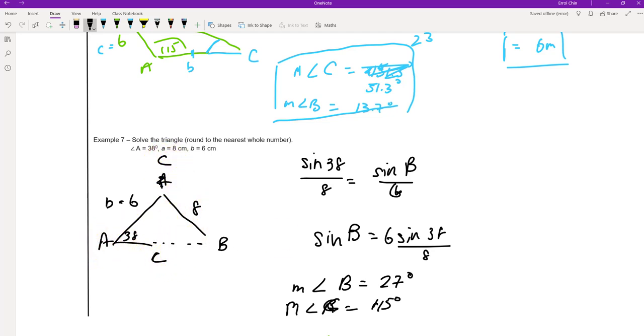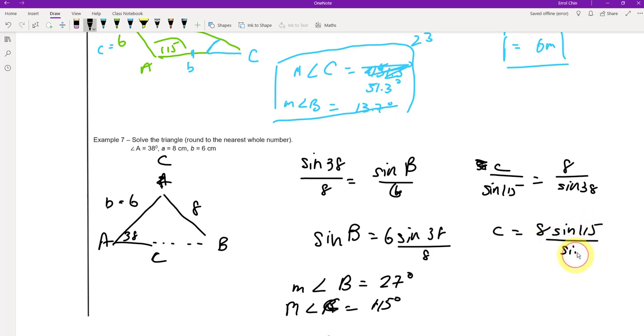Now for little length C, I'm going to do the sine law again, so I'm going to put the length on the top. Sine of 115 is equal to, and always use the corresponding pair that you have from the beginning, okay? So this is going to be 8 over sine 38. I don't know why I'm making so many mistakes. Anyway, C is equal to 8 sine 115 over sine 38. I'm not going to bother showing you the calculations, but it works out to around 11.8 meters. And then you're done. Okay?